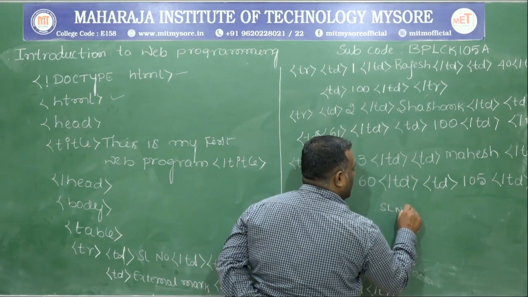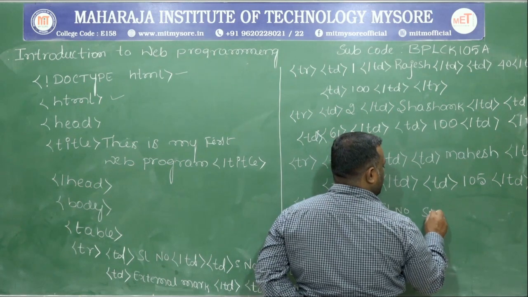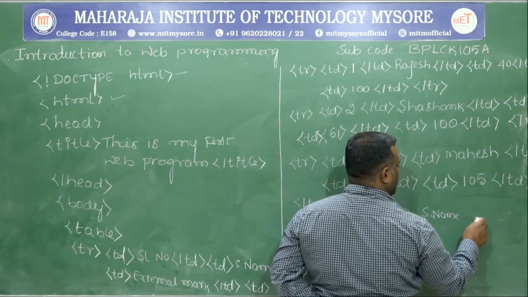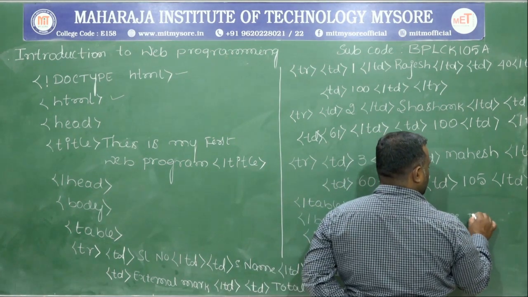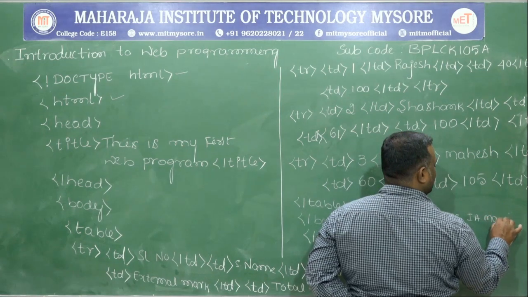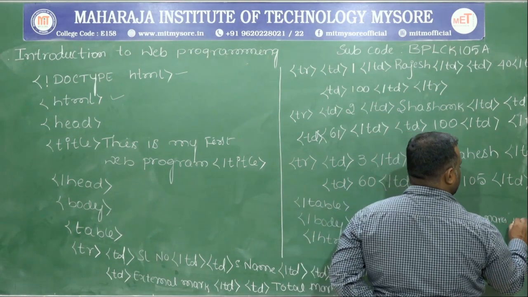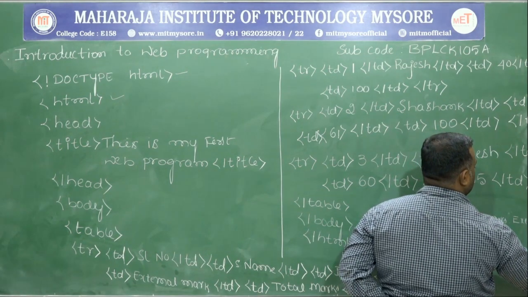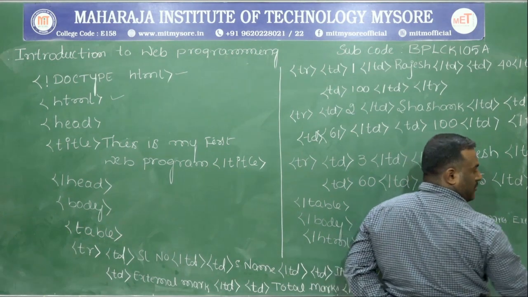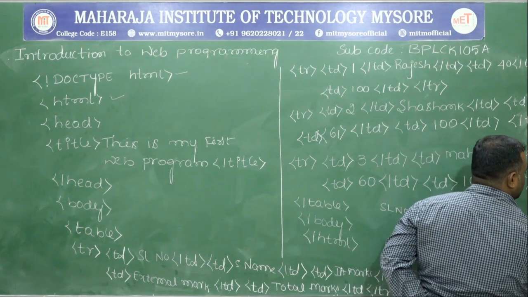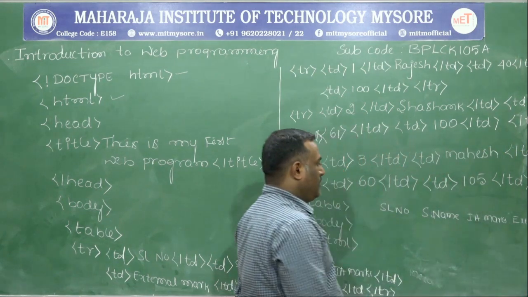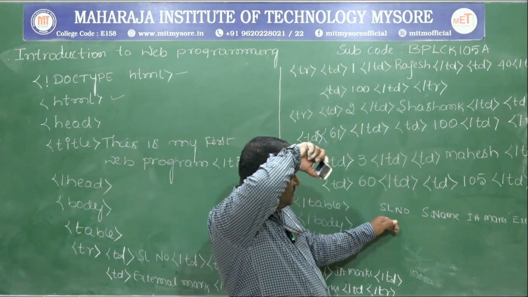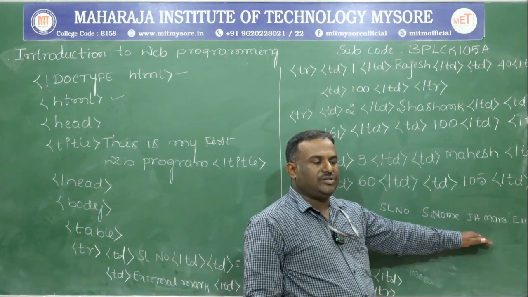Serial number, student name, next IA marks, external marks, final mark, total marks. Okay, by executing this first tr, you will get the first row on the web page.